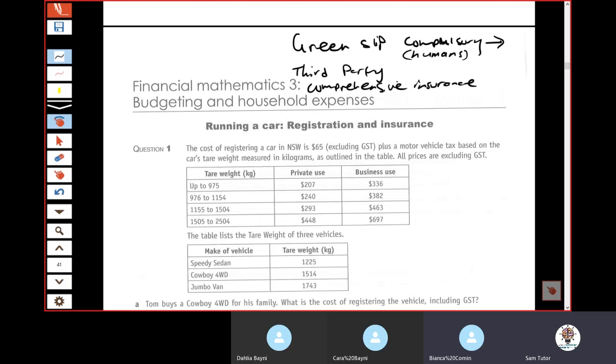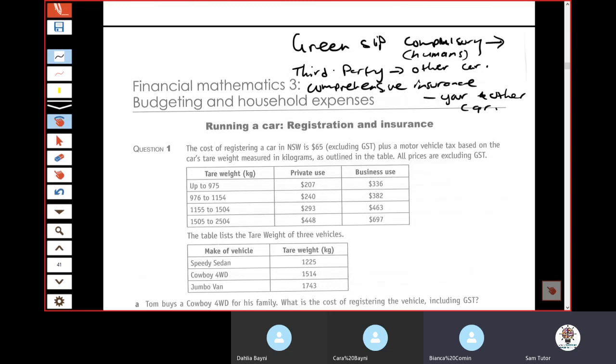These two insurances are covering the car. This one covers the other person's car, if you're at fault. This one obviously covers your car and the other person's car and property. Any questions about that? No. Green slip compulsory insurance, you must have. It's insuring the person. These two are insuring the cars. This third party means if you're at fault and you hit someone else's car, at least their car gets fixed. Your car will not be fixed. If you've got comprehensive, then their car and your car will be fixed if you're at fault.